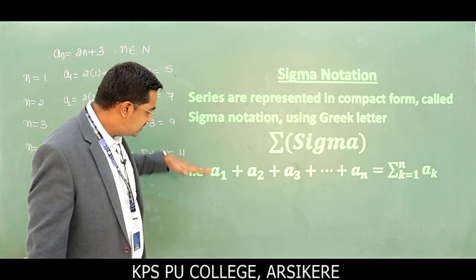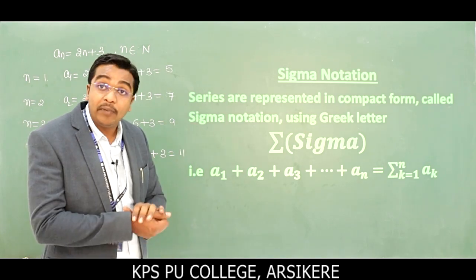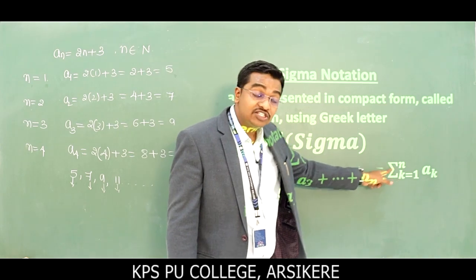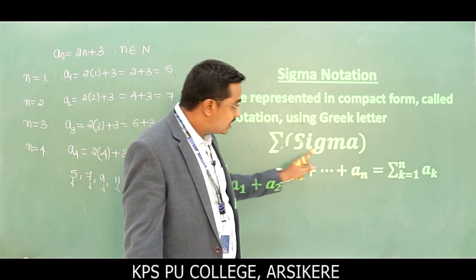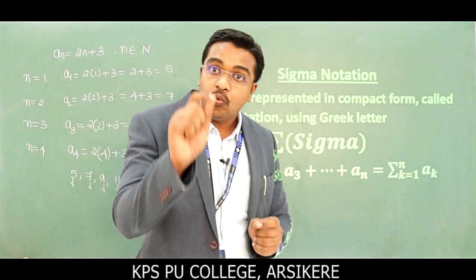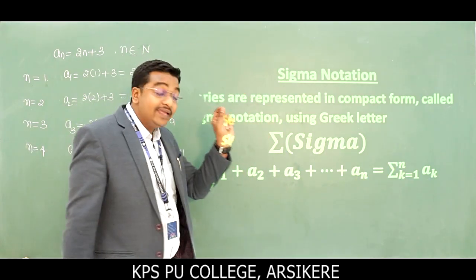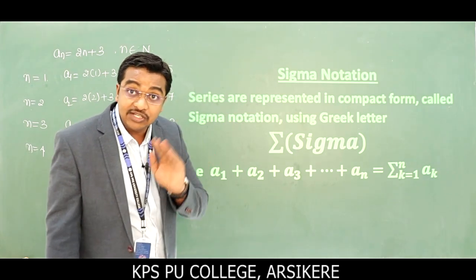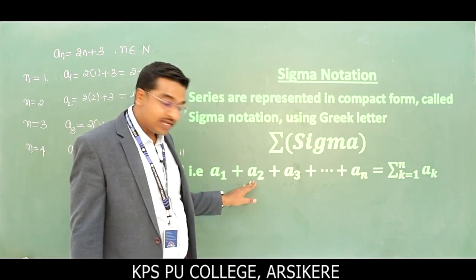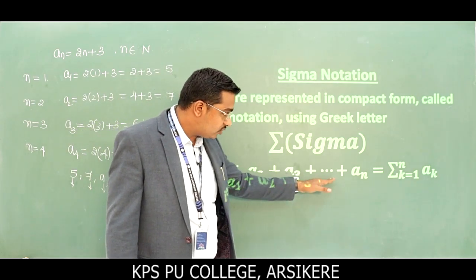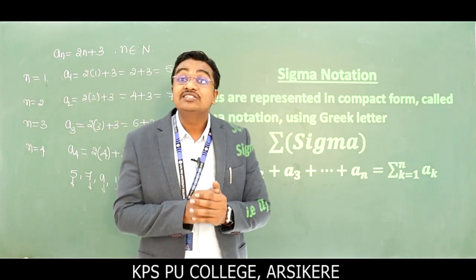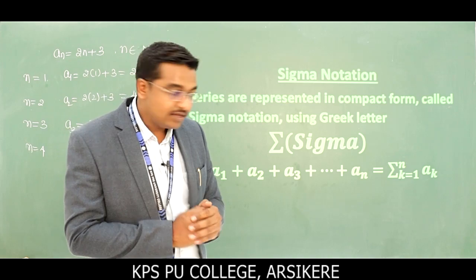So how to write this series in compact form? This is the summation, or sigma. k varies from 1 to n. See, k varies from 1 to n, and we have ak. Substitute k is equal to 1, we get a1. k is equal to 2, a2. k is equal to 3, a3. k is equal to n, we get an. That is a summation. Sigma denotes summation. Understood, children? So take a note.